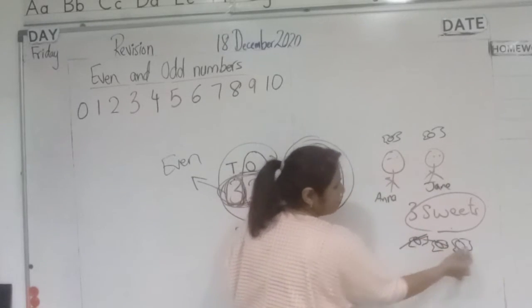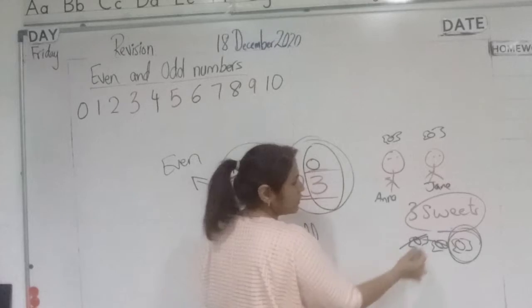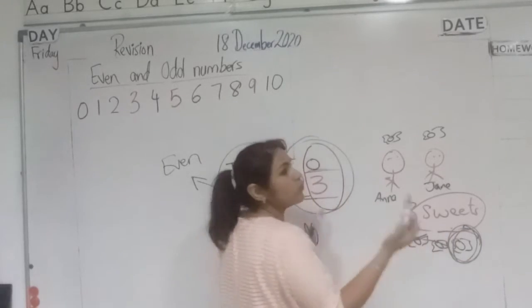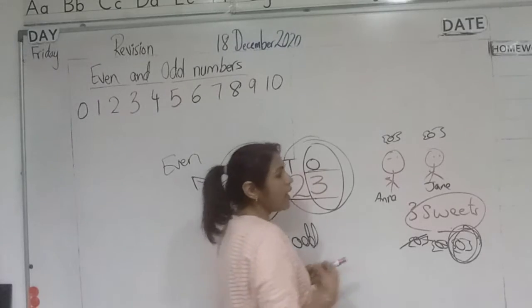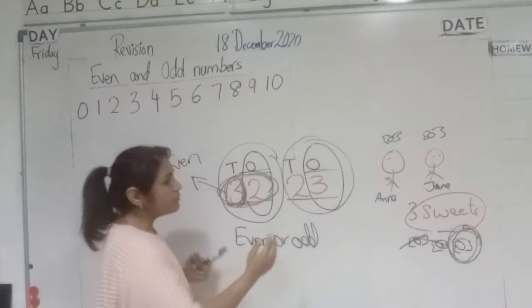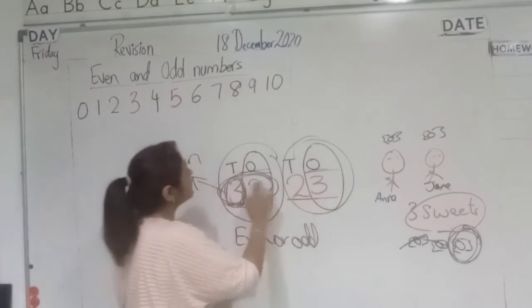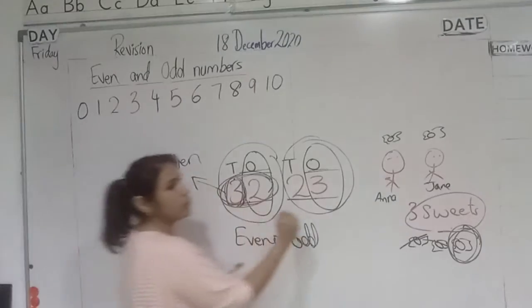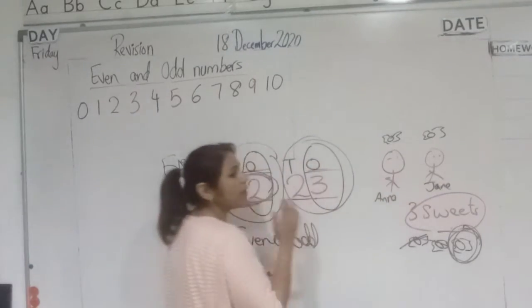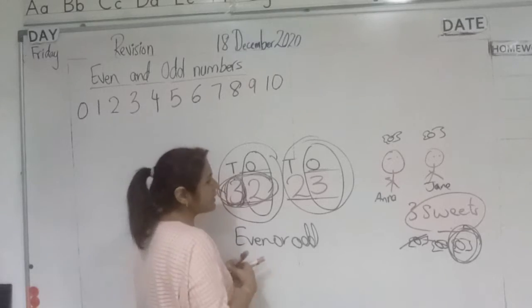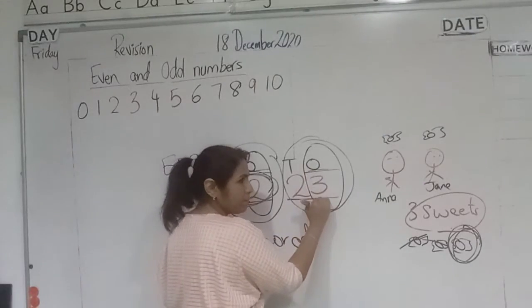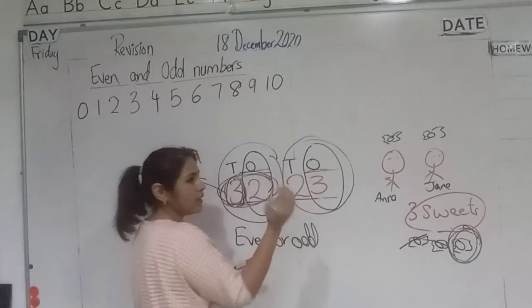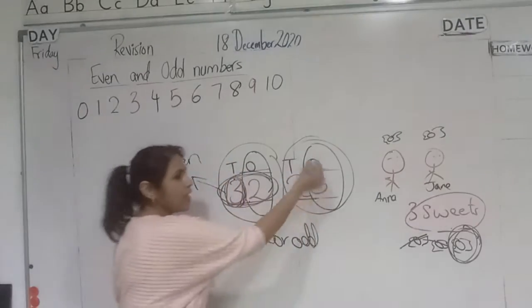Now we are left with 1. So this 1 sweet goes to whom? Anna or Jane? So as I told you earlier, odd numbers cannot be equally shared. That's why they are odd. So the numbers which are ending with odd numbers, the whole number is an odd number.